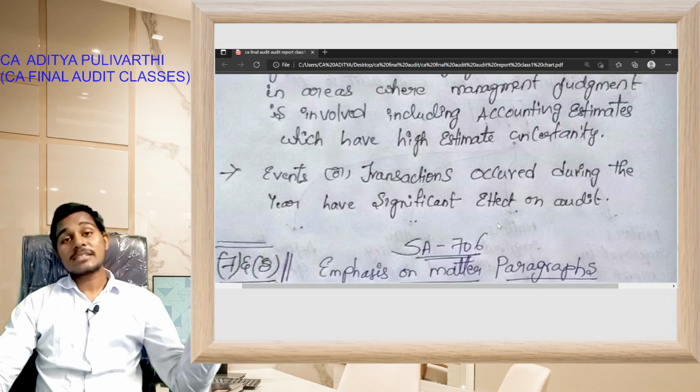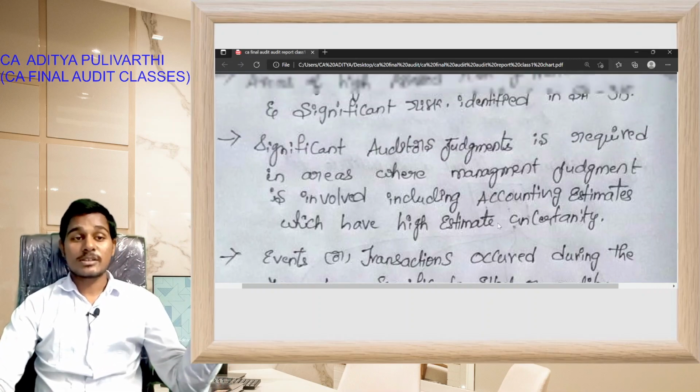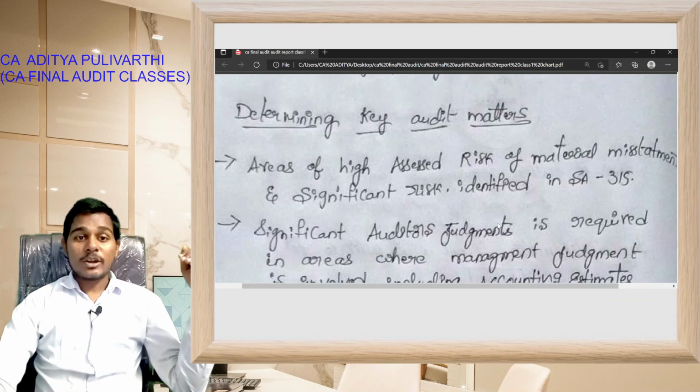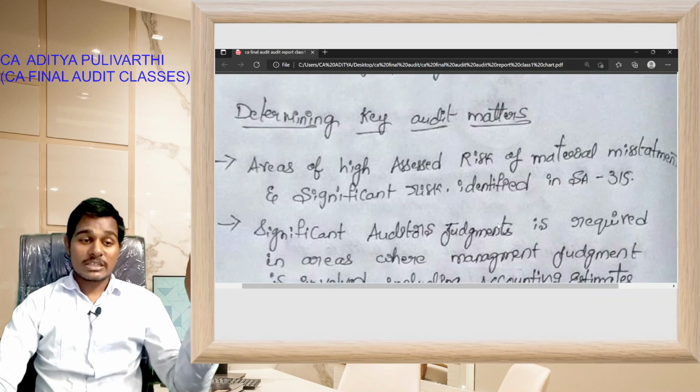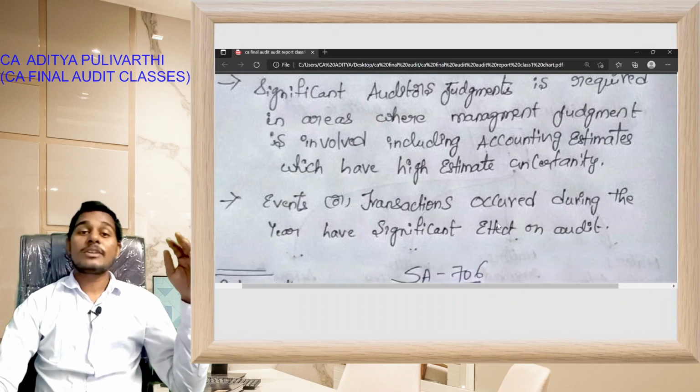Events or transactions which occur during the current year and have a significant effect on the audit are considered key audit matters. Okay, students, determining key audit matters: based on these three factors, the auditor will determine whether the matters are considered to be key audit matters or not, and they will be specified in the key audit matter paragraph.